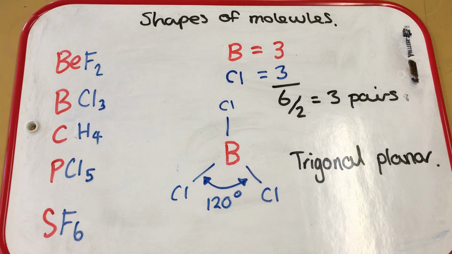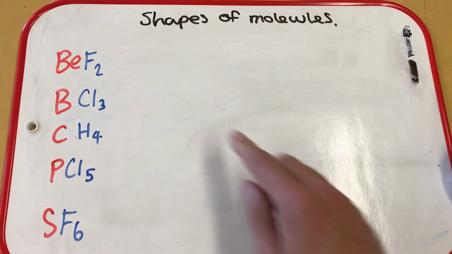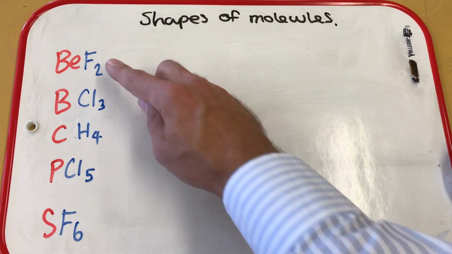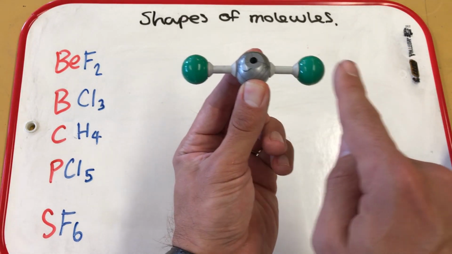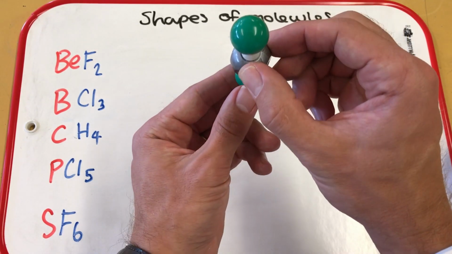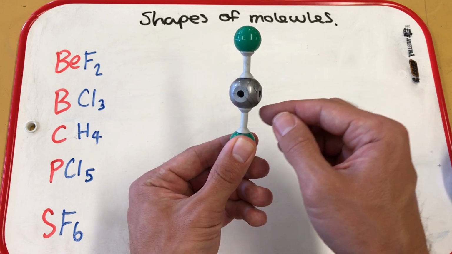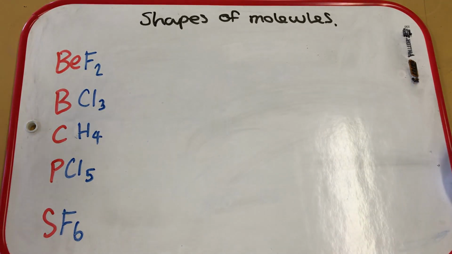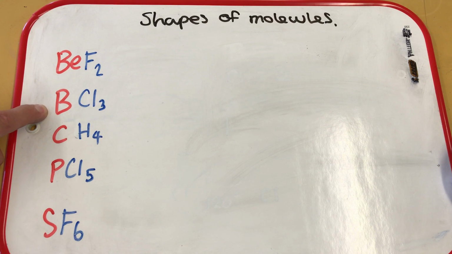I didn't show you a model on the first example, so let me go back. I do have a molymod to show you. Here we have our linear molecule with 180 degree bond angles. We can see this is linear because it's on the flat plane here. Sorry, start again, 180 degrees here. So BeF2, we have 180 degree bond angles. BCl3, we have 120 degree bond angles.